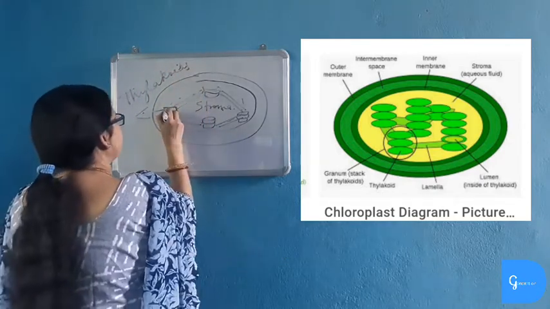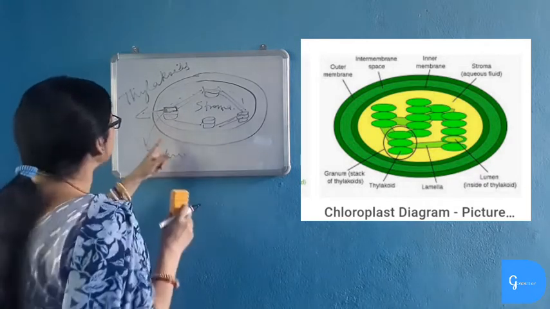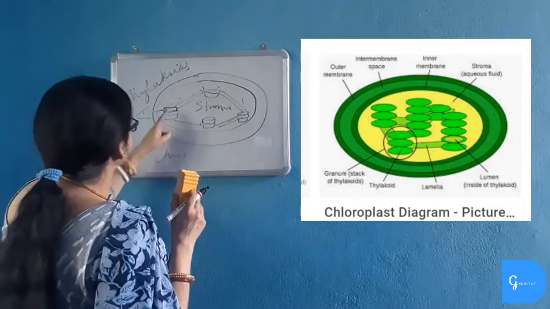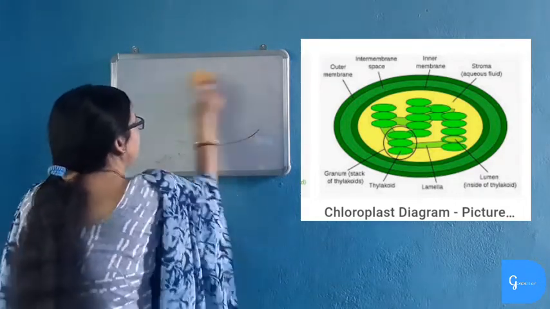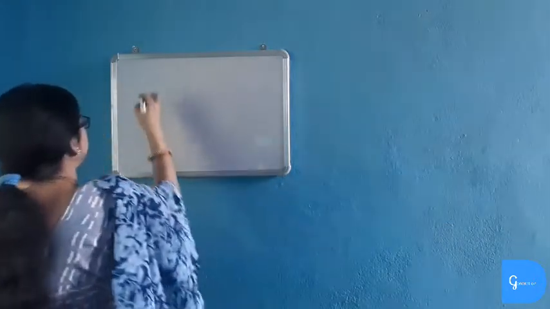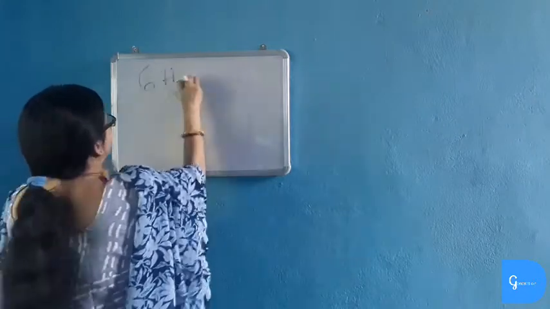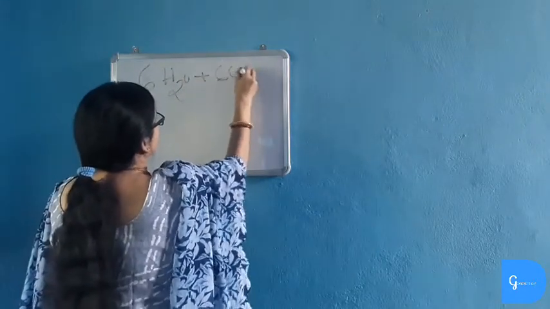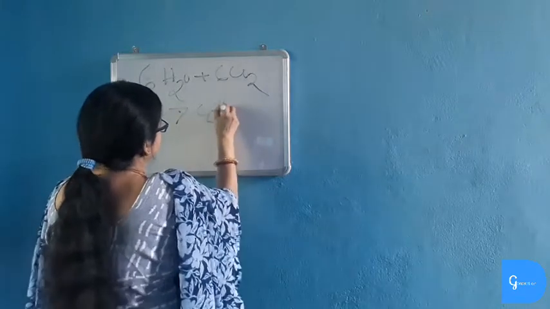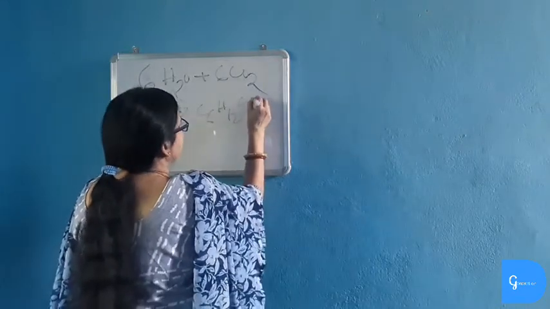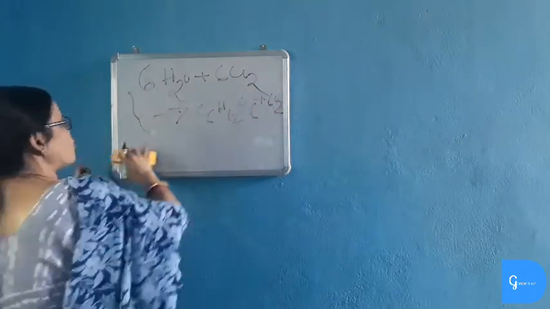The membrane of these thylakoids contains green color pigment called chlorophyll. So the main site of photosynthesis is the thylakoids in grana present in chloroplast. Now the overall reaction of photosynthesis is 6H2O plus 6CO2 will give carbohydrate C6H12O6 plus 6O2. This is the overall formula of photosynthesis.